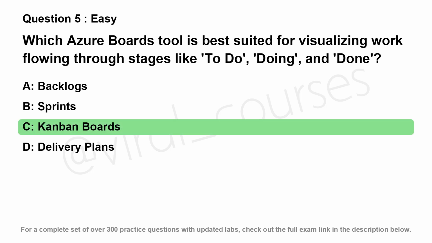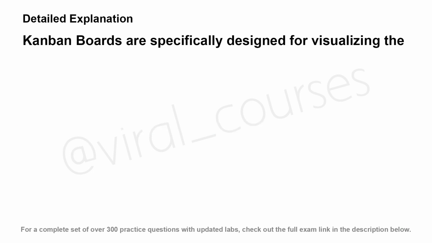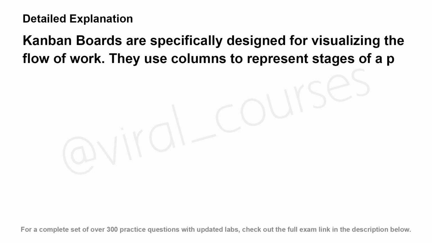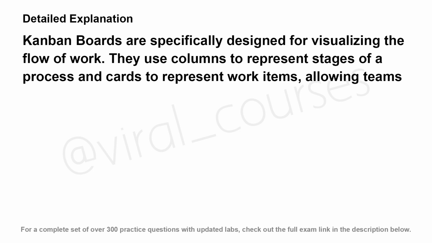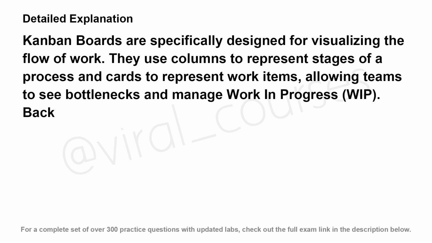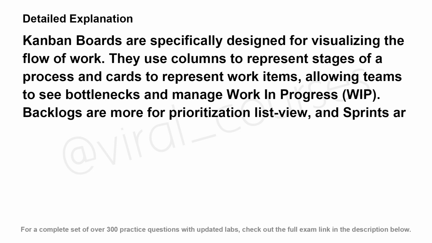The correct answer is C. Kanban boards are specifically designed for visualizing the flow of work. They use columns to represent stages of a process and cards to represent work items, allowing teams to see bottlenecks and manage work in progress, or WIP. Backlogs are more for a prioritization list view, and sprints are for time-boxed planning.